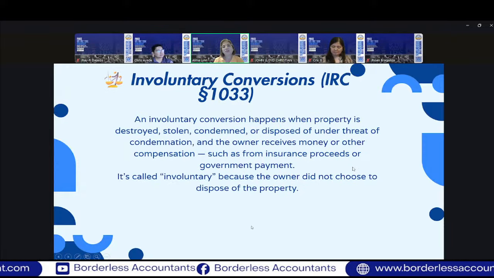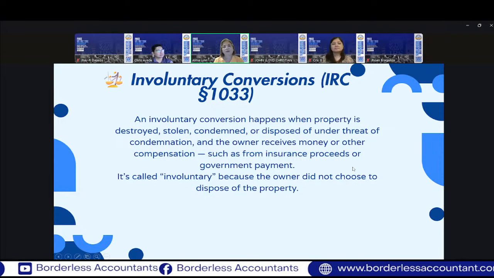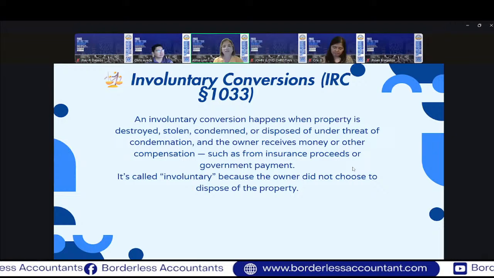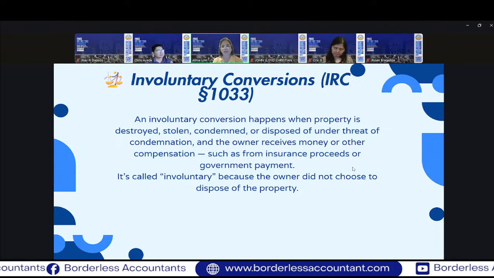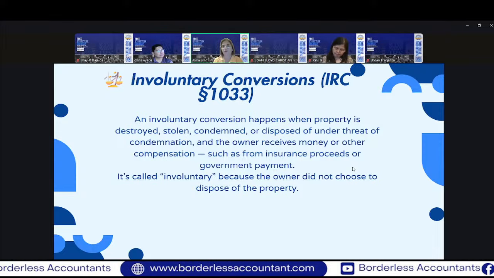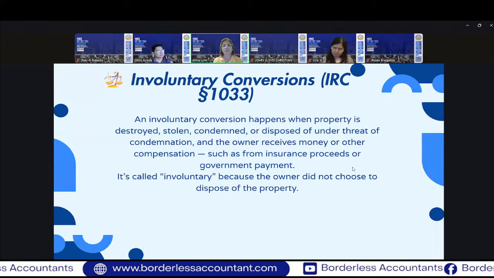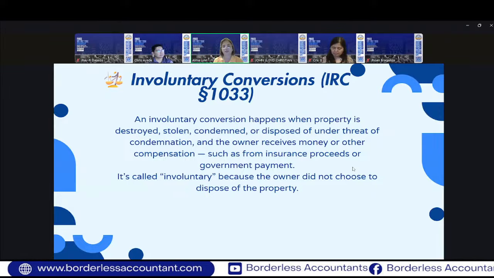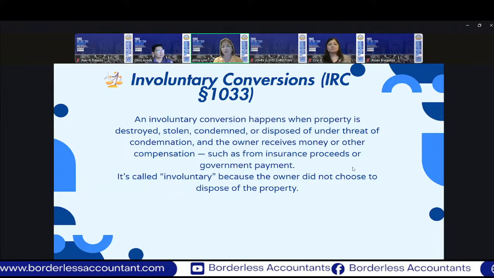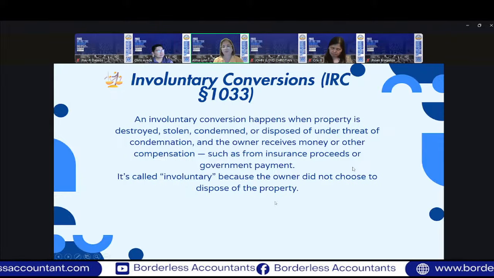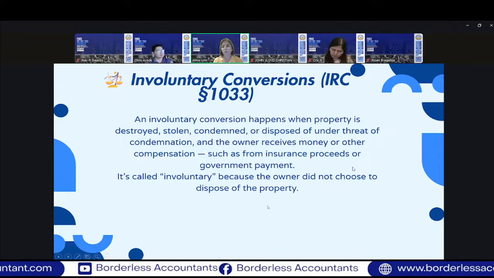In an involuntary conversion, based on Section 1033, an involuntary conversion happens when property is destroyed, stolen, condemned, or disposed of under threat or condemnation, and the owner receives money or other compensation, such as from insurance proceeds or government payment. It is called involuntary because the owner did not choose to dispose of the property.